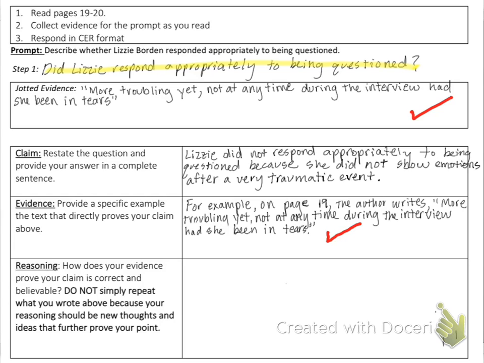Now, you can see how my evidence said had she been in tears. She's never cried. And then my claim has to zoom out of that. So what's the big idea behind her not having tears? It's that she did not show emotions after a very traumatic event. And that's how my claim zooms out of my evidence, and that's going to give me a C check. I've used all my sentence starters. I've zoomed out of the evidence.